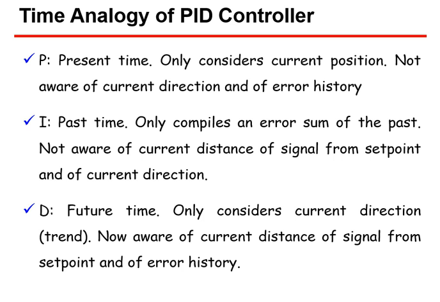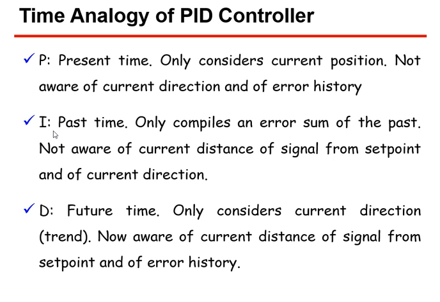Okay, now the time analogy of PID controller, this is very interesting to understand or to keep in your mind. If you see the proportional, it is taking care of the present time only. It only considers the current position, whatever the signal will be, that will be multiplied by gain directly. So it is not aware of the current direction and error history. The proportional controller doesn't care about direction or error history, it just considers the current position only, and that is multiplied by the gain.